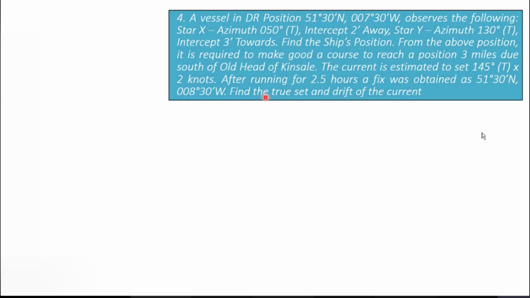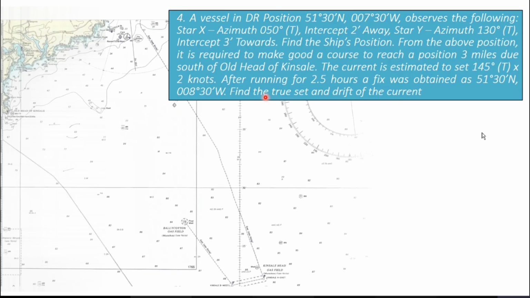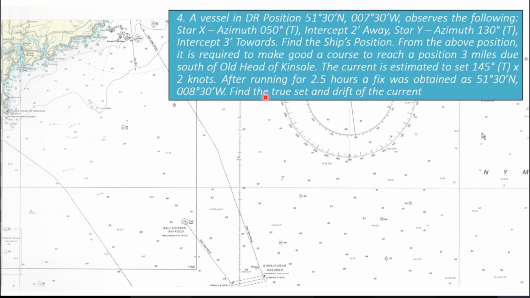Let's open up the chart. We have the chart of the area on our screen now. So let's first of all plot the DR position, 51 30 north and 7 30 west. You can see the DR position plotted here on the chart, marked with a cross.